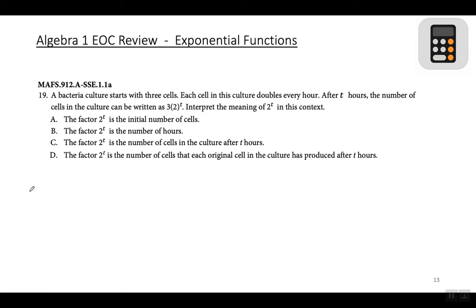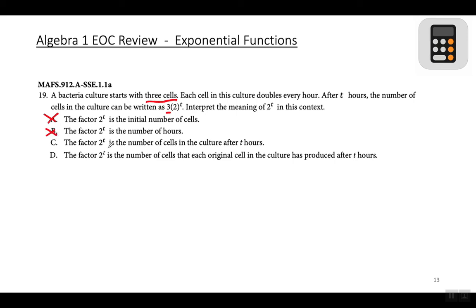This one says a bacteria culture starts with 3 cells, so that's the initial amount right here, 3. Each cell in this culture doubles every hour. After t hours, the number of cells in the culture can be written as 3 times 2 to the t power. Interpret the meaning of 2 to the t power in this context. Okay, so A is wrong because it says that that's the initial number of cells. No, 3 is the initial number of cells. The factor 2 to the t power is the number of hours. No, t is the number of hours. So that one's wrong as well.